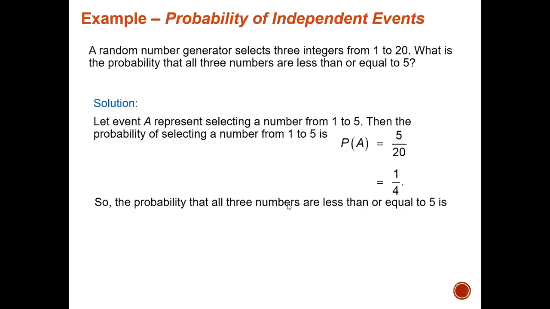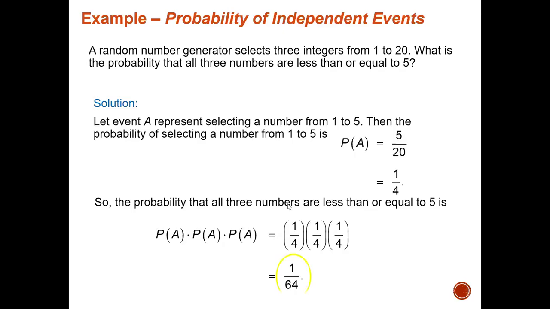So what if we're going to pick 3 numbers? Okay, and picking one doesn't affect picking the next one, right? So the probability of picking 3 numbers that are less than or equal to 5, they each have a probability of 1/4. So we multiply all of them. 1/4 times 1/4 times 1/4, multiply 1 out of 64. So again, this is the probability of independent events. You take the probability of one of them and you multiply times the probability of the next ones as well.